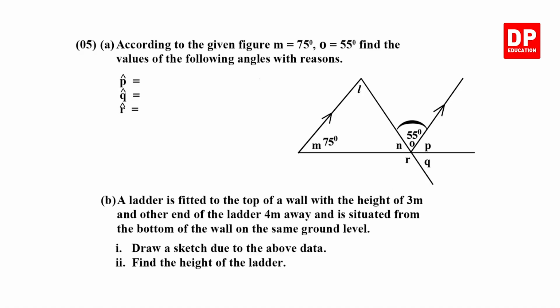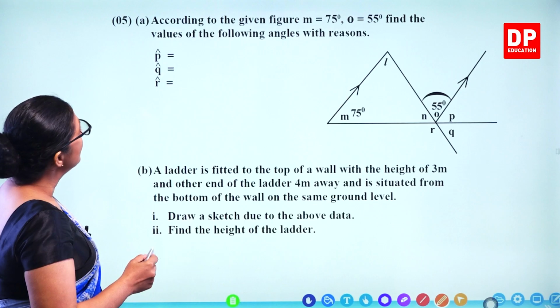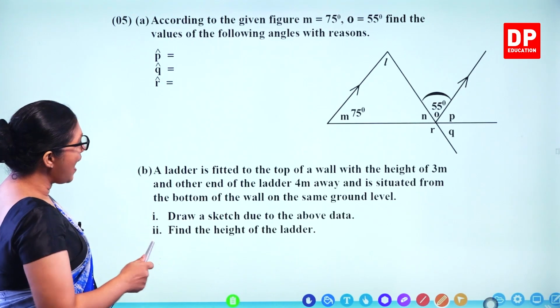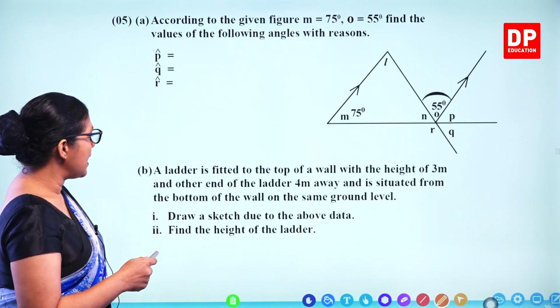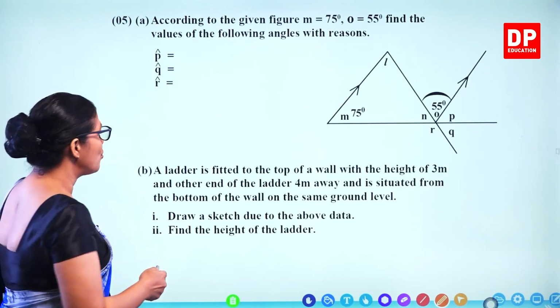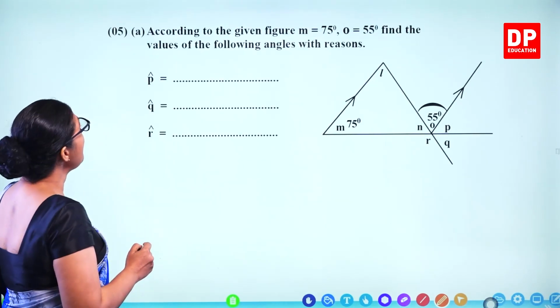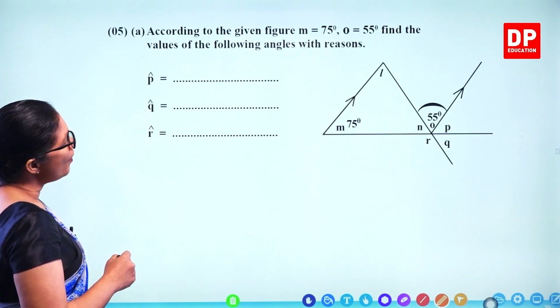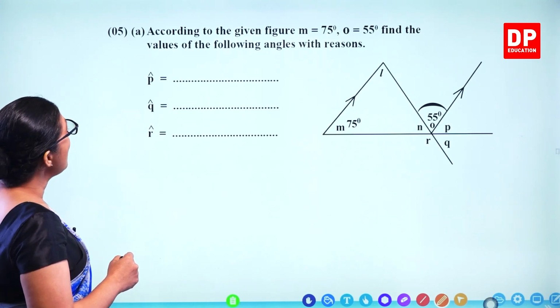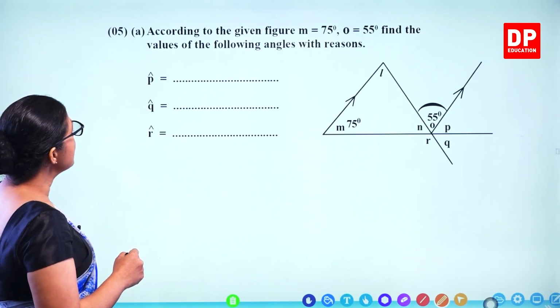Question number 5, you get 2 parts. So angles, you have to find the angles and then here you get a sketch. Scale diagram is there. So we'll do it step by step. Part A, according to the given figure, m is 75, o is 55. Find the values of the following angles with reasons.